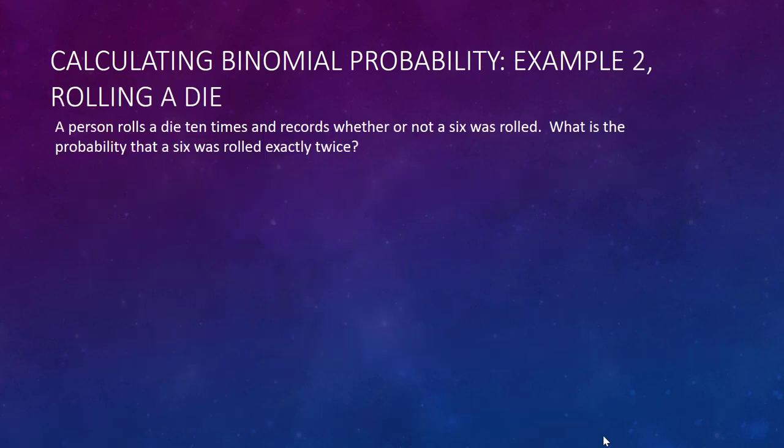Let's do another example. Example 2 is rolling a die. A person rolls a die 10 times and records whether or not a 6 was rolled. What is the probability that a 6 was rolled exactly twice?